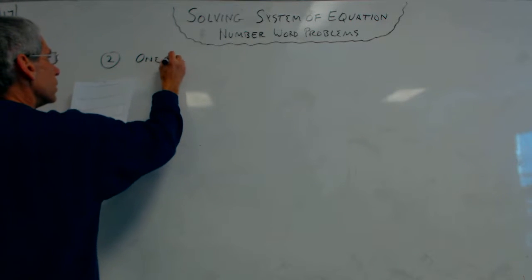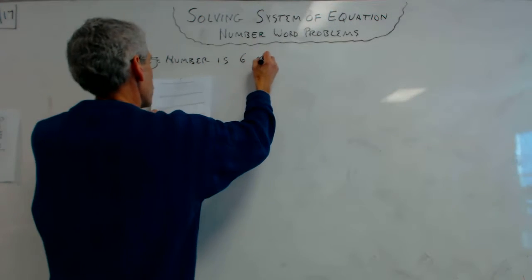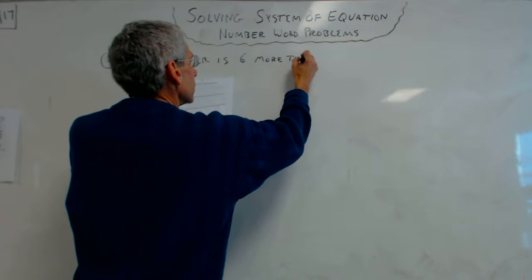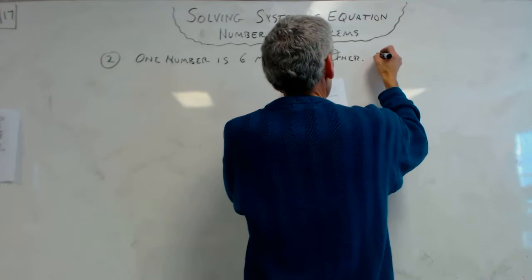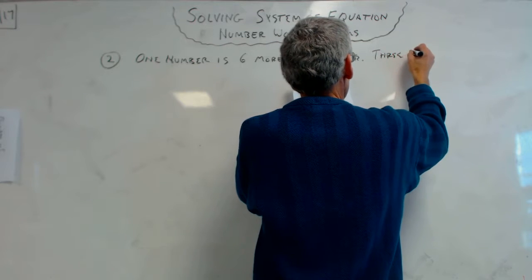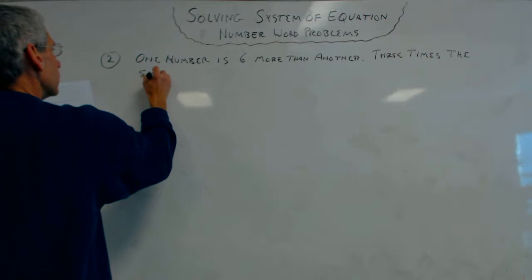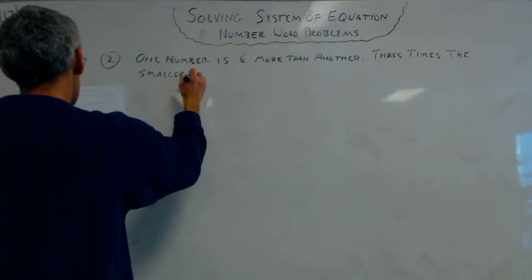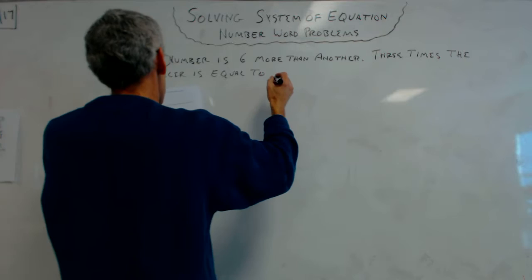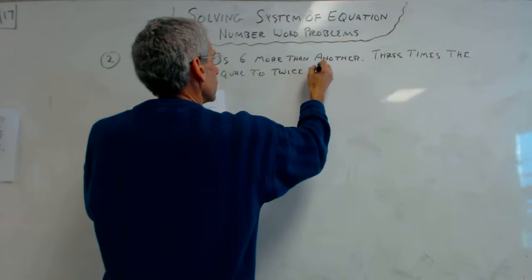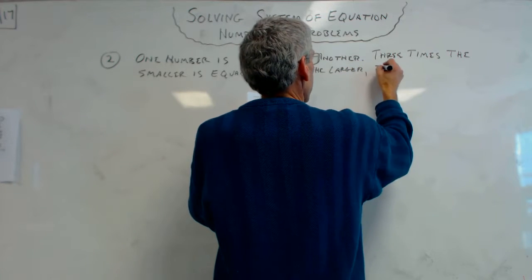So one number is 6 more than another. Period. 3 times the smaller is equal to twice the larger, comma, decreased by 10.